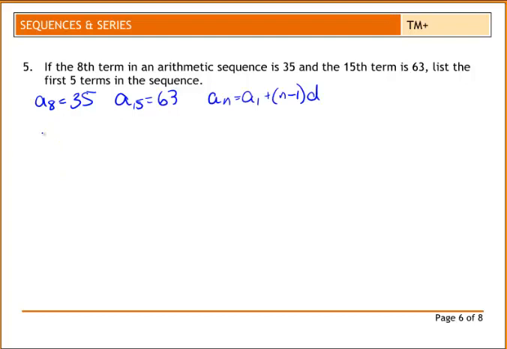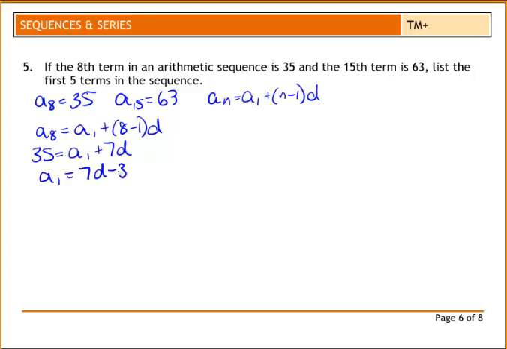So for the A8, I'd have A1 plus 8 minus 1 times D. A8's 35, so I get A1 plus 7D equals 35. If I rearrange that, sorry, A1 equals 35 minus 7D, just taking that 7D from both sides. Now using the A15, I have A1 plus 15 minus 1D. So plug in 63 is A1 plus 14D.